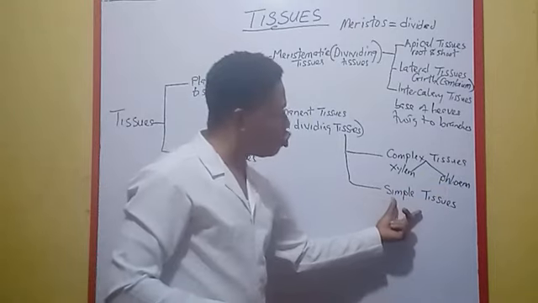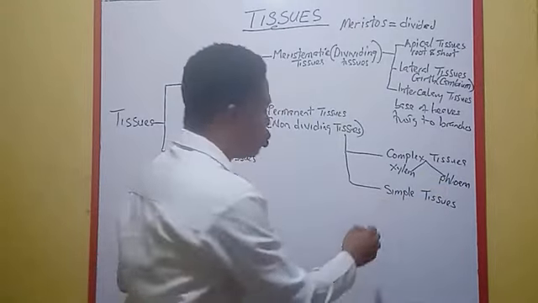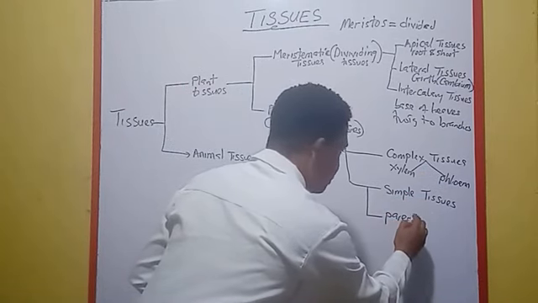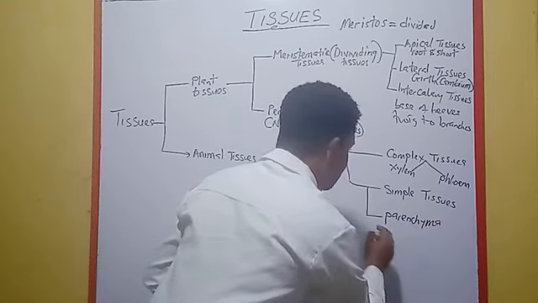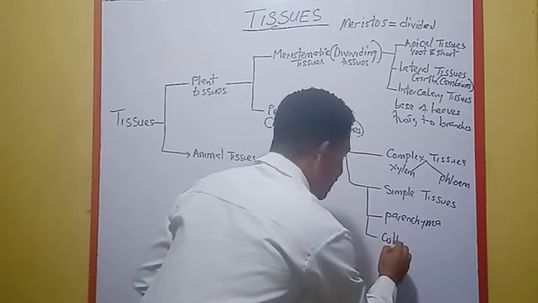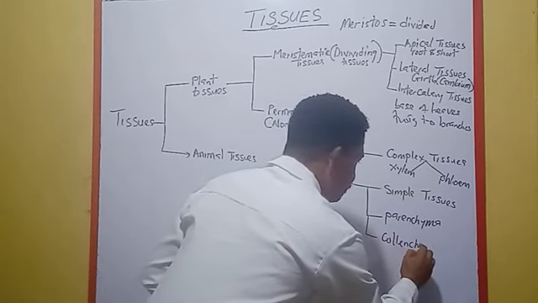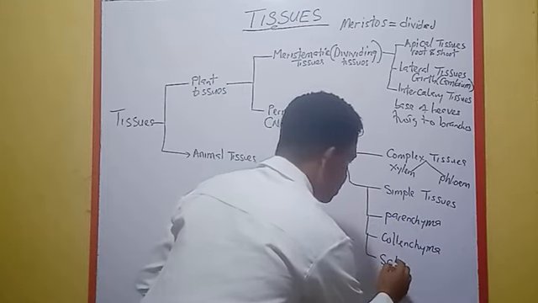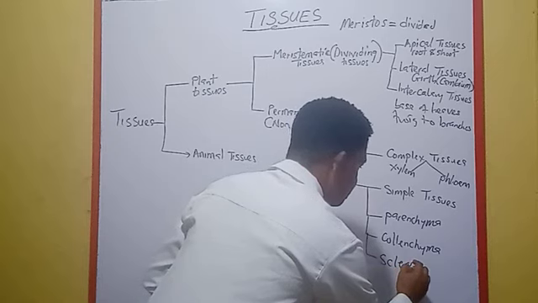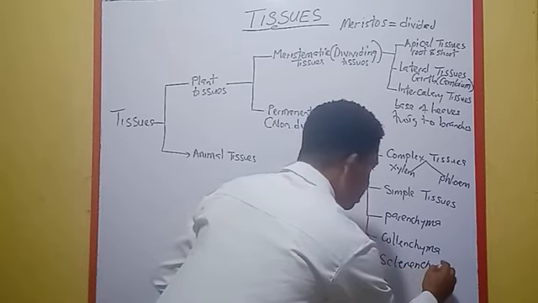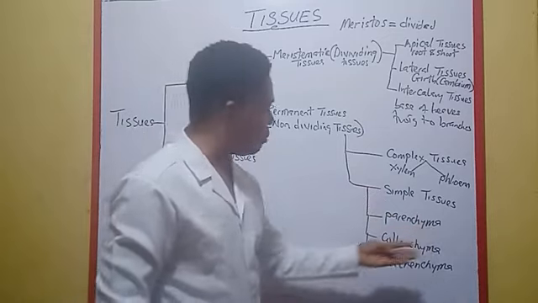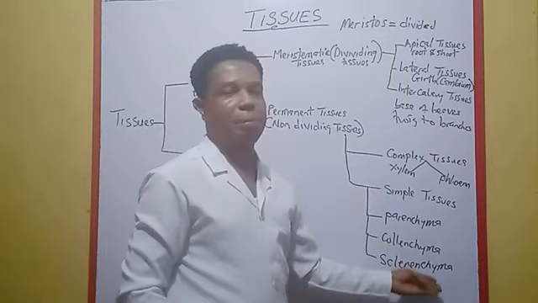Then the simple tissues can be broken down into three. We have the parenchyma, the collenchyma, and the sclerenchyma. These are the simple tissues.